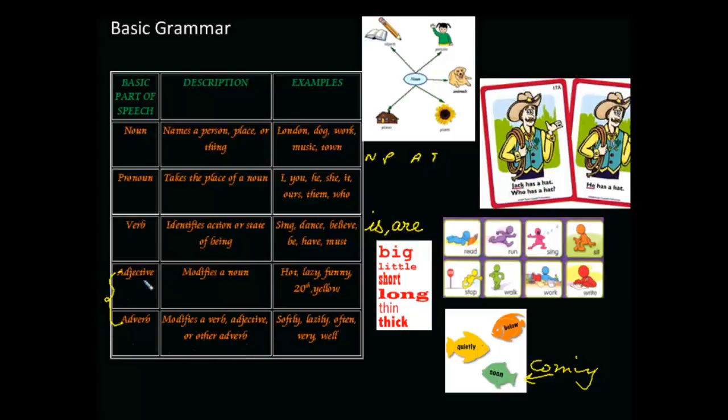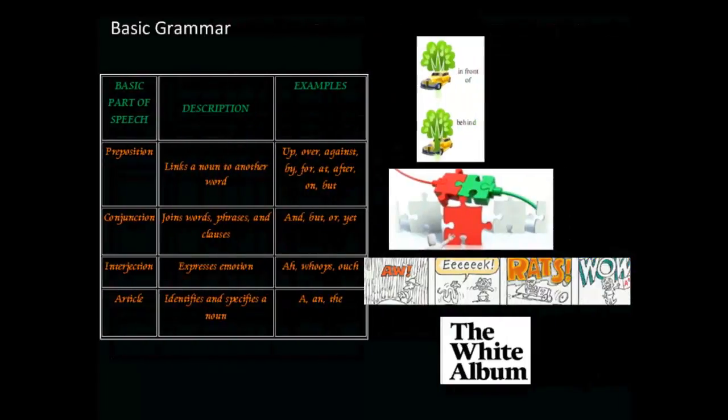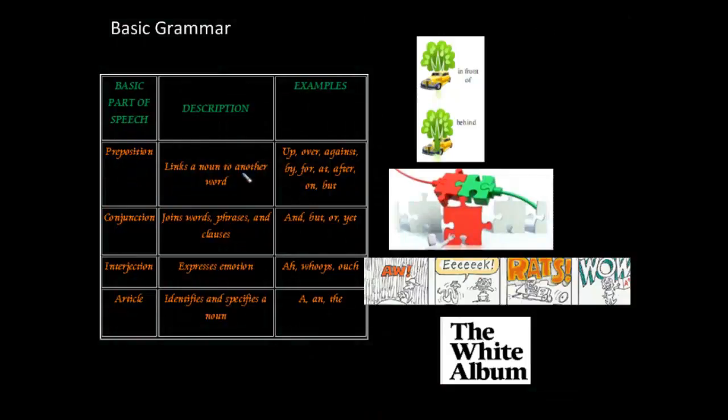Alright, so these are again two things. The other parts of speech. If I talk about preposition, preposition is anything that links two parts of sentences, links a noun to another word. For example, if you look at this one, in front of: the car is in front of the tree. So I have a car and I have a tree. If I have to join the sentence, I'll say car is standing in front of tree or car is standing behind the tree. Right.